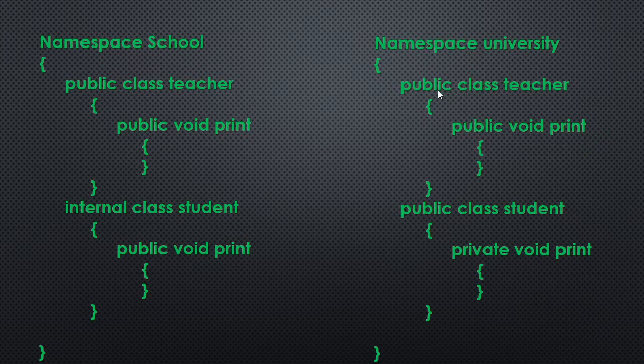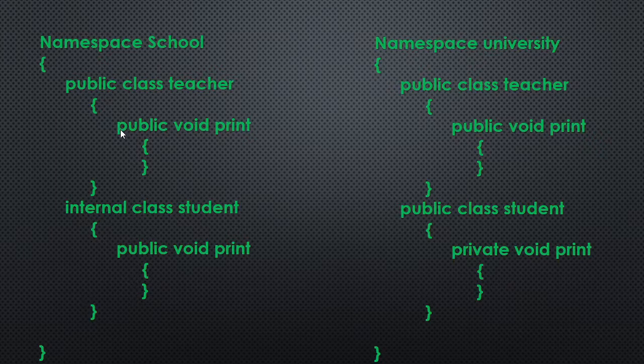Now let's go inside these classes. I have a public method, so this also can be accessed. Inside the student class, I have a private method or private function. This means that this method can be accessed only inside this class. So this class can't access this because it's private. So it is restricted to this class.